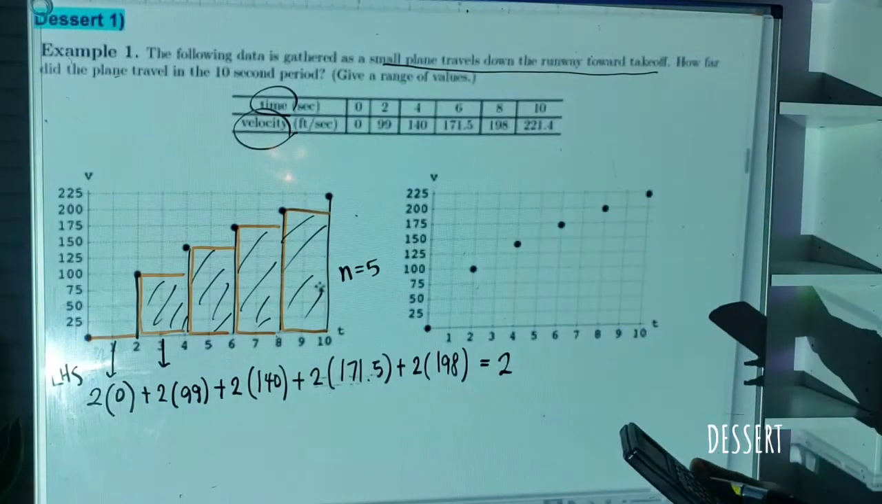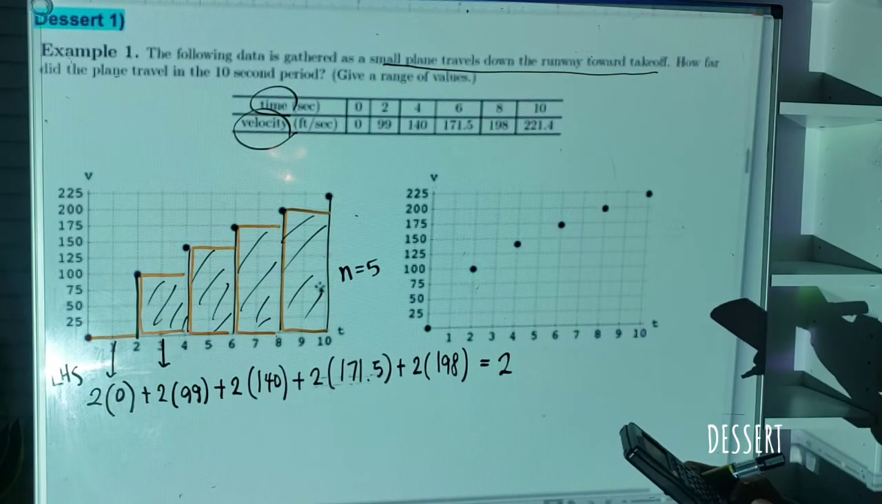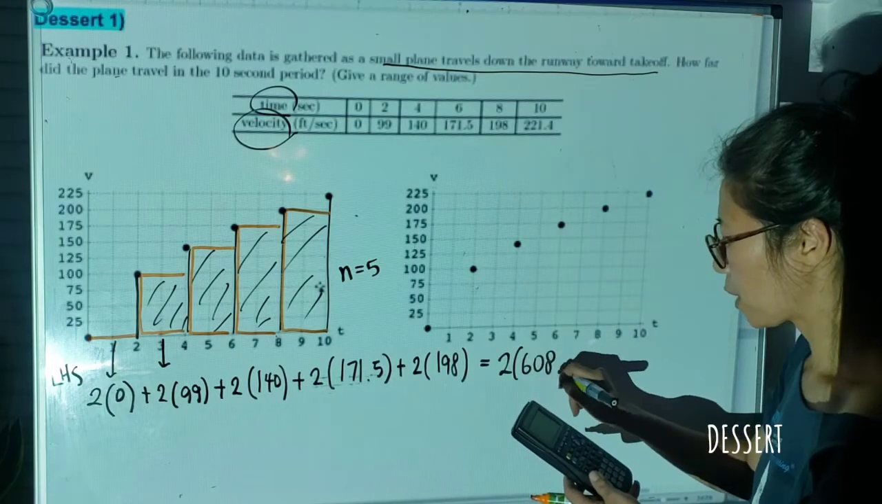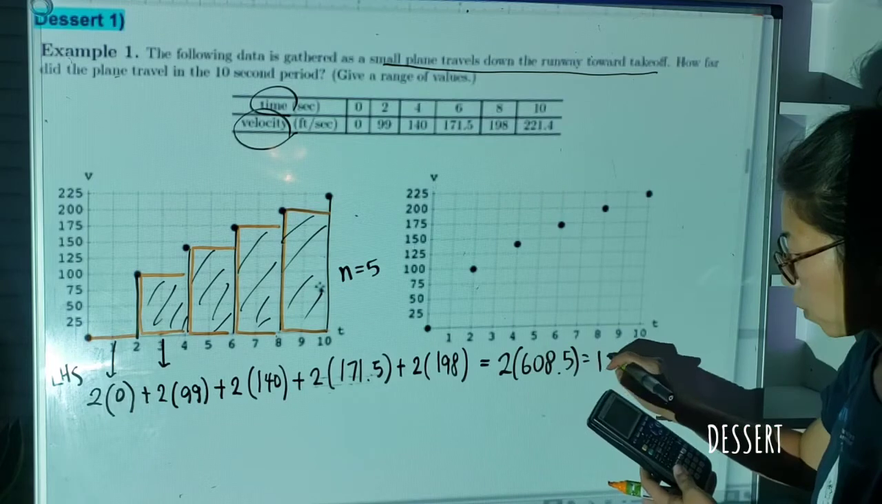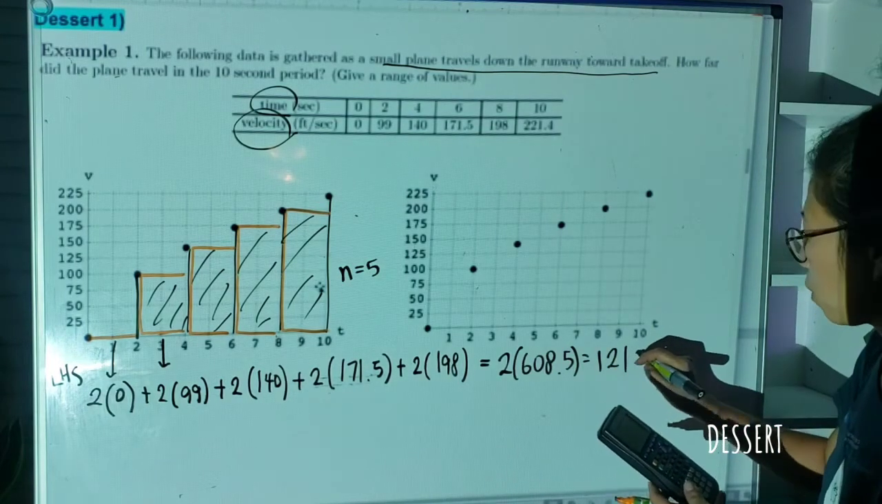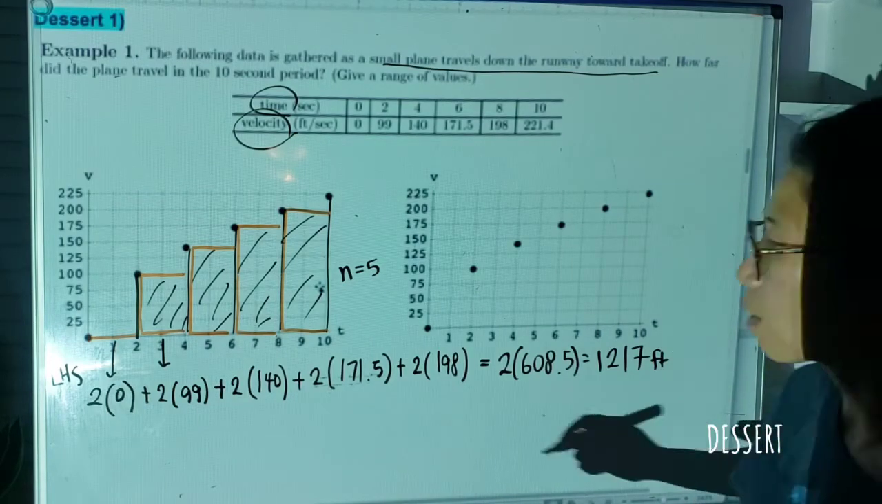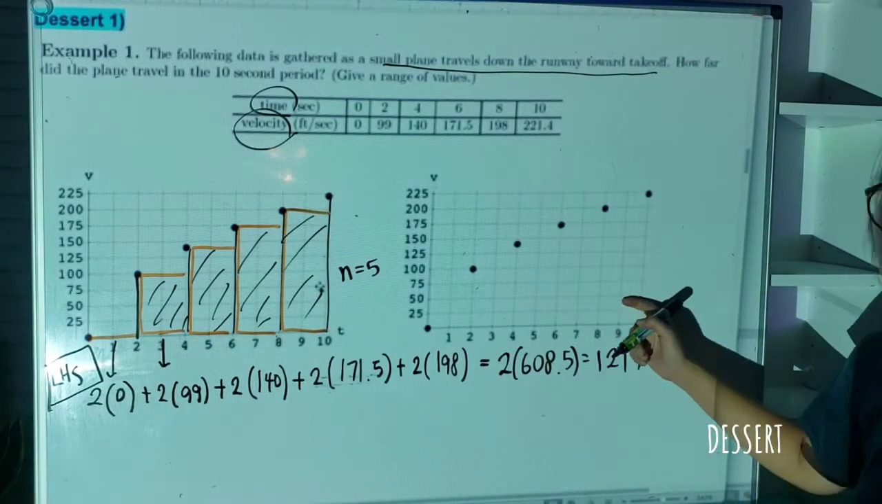Let's add them. So 299 plus 140 plus 171.5 and 198 gives me 608.5. So all together I get 1,217 feet for the first 10 seconds. Okay, so that was the left hand sum. Then let's try to find the right hand sum.